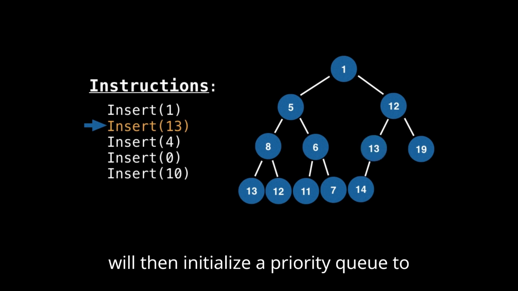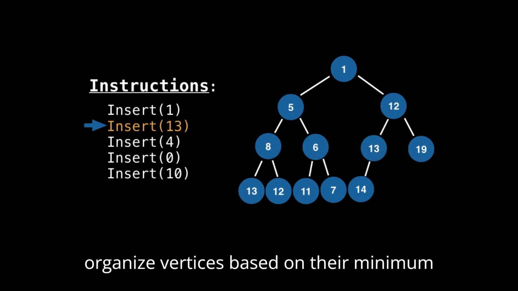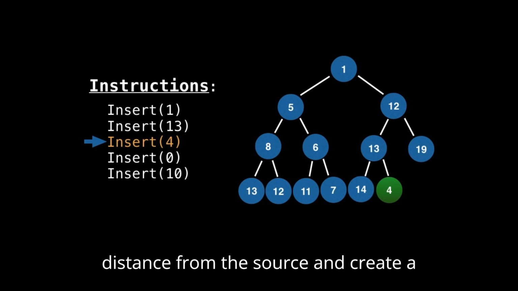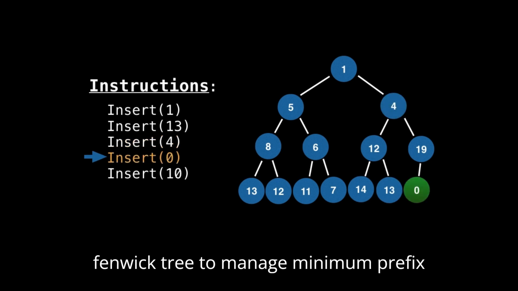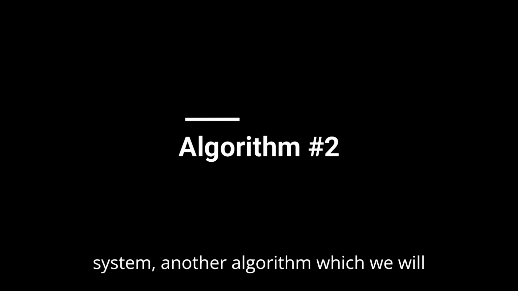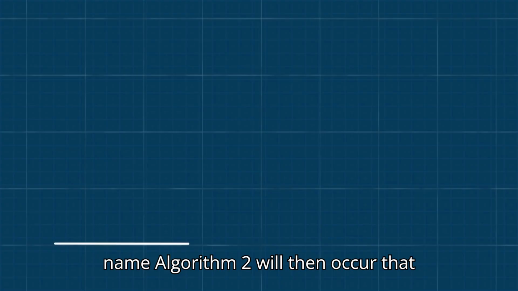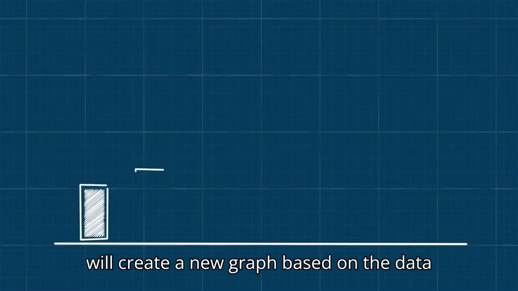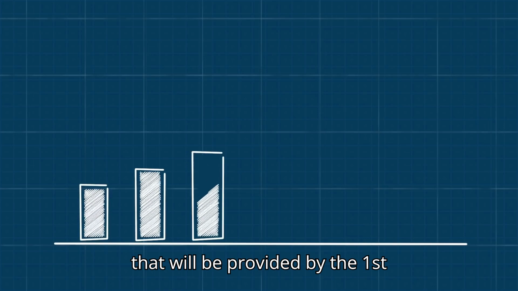Algorithm 1 will then initialize a priority queue to organize vertices based on their minimum distances from the source and create a Fenwick tree to manage minimum prefix values. Prefix values are those short distances that are already known by the system. Another algorithm, which we will name Algorithm 2, will then occur that will create a new graph based on the data that will be provided by the first algorithm.